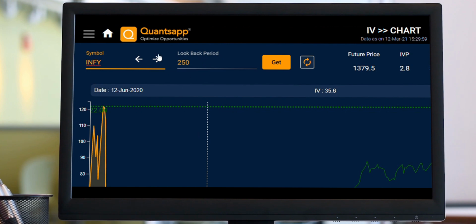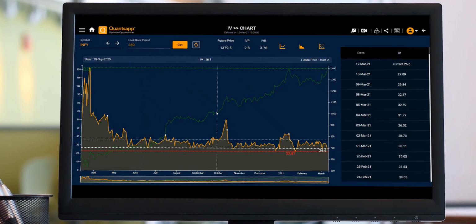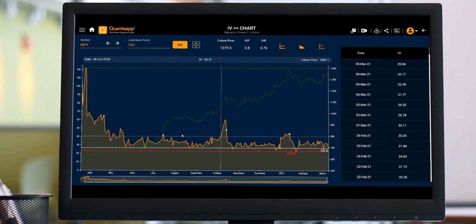By default, the look back period is 250 trading sessions, which can be changed as per your requirements. I'll stick to 250 days over here. The green line on the graph shows the futures price movement in Infosys, whereas the yellow or orange line shows the IV's movement in Infosys, on what day, how much the IV was. And there are certain circles present on the graph.